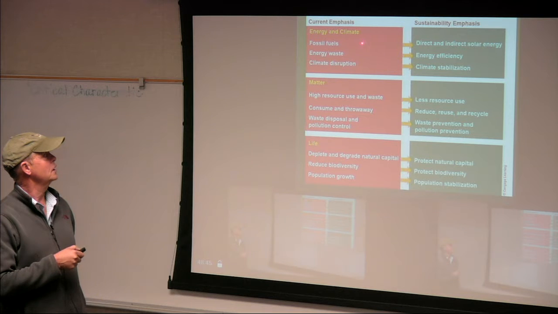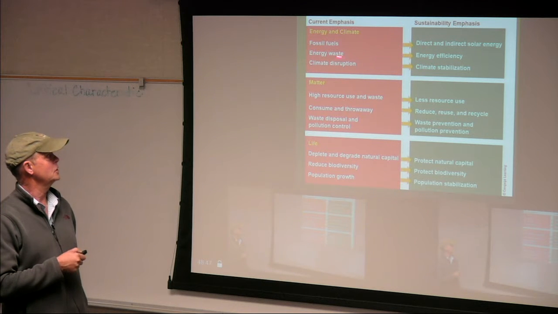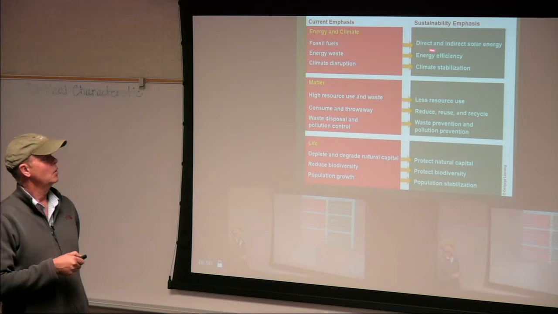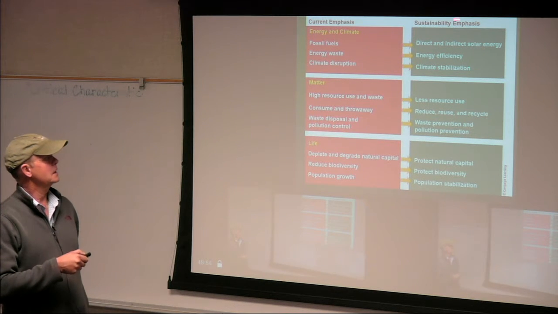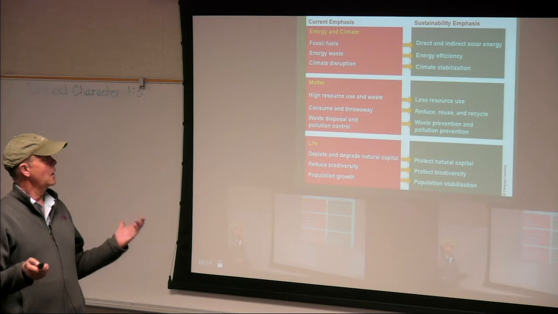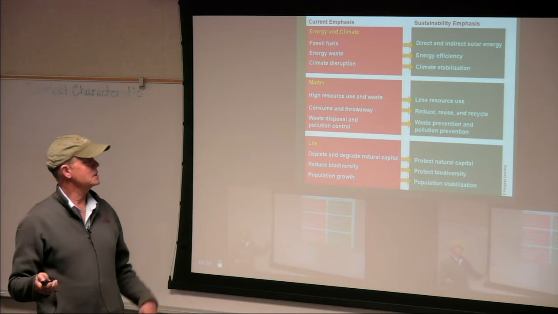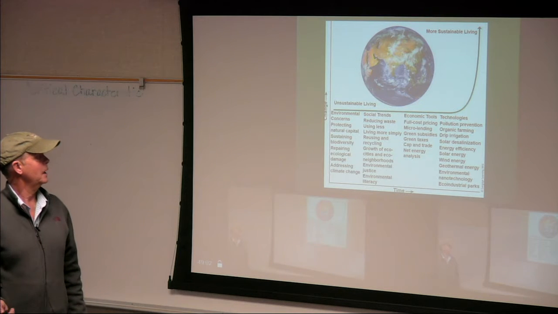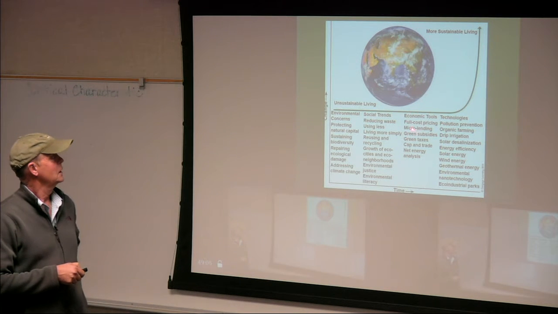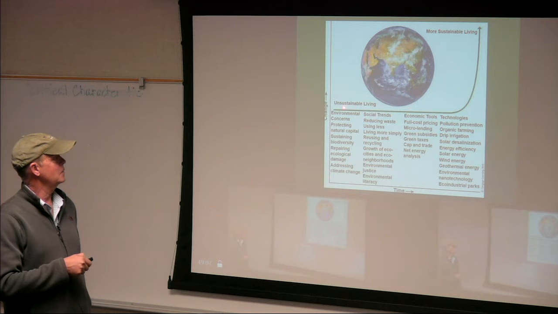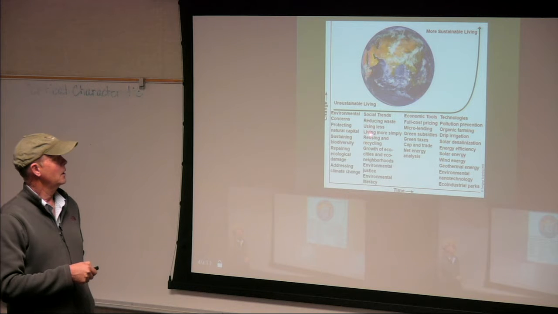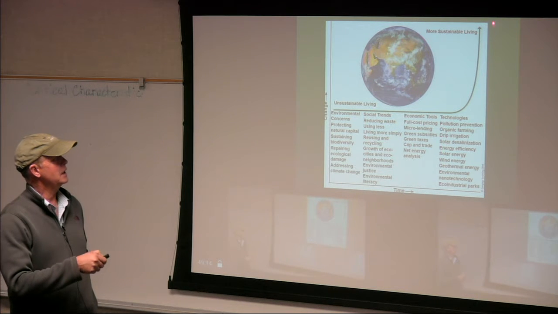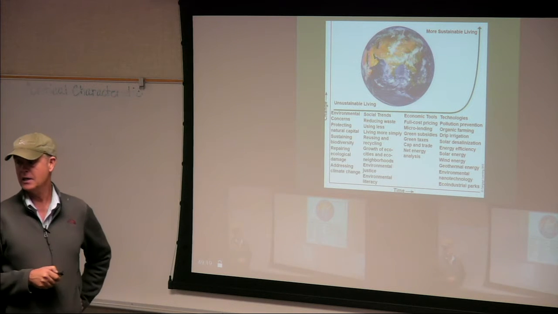If you just look at energy and climate change, we're into fossil fuels, energy waste, and climate disruption. We could use solar energy, we could be more efficient, and we could stabilize the climate. So those are just directly looking at what can happen when we apply some sustainable practices. Okay? I love this little thing, it's kind of cute. If we're in unsustainable living and we reduce waste, we can actually have an exponential curve towards more sustainable living. It actually can happen quite quickly.